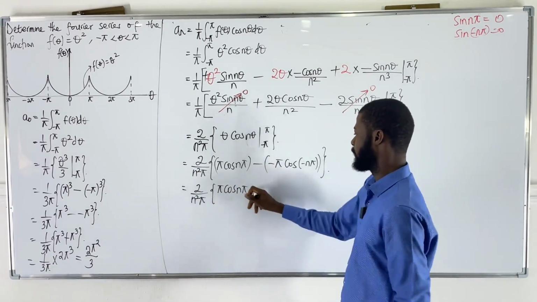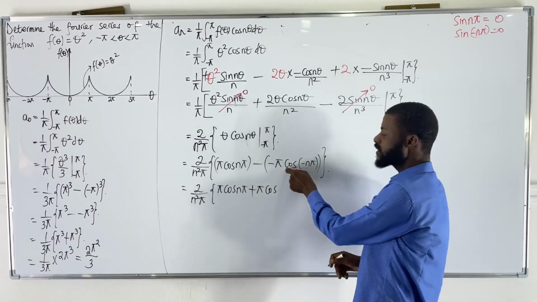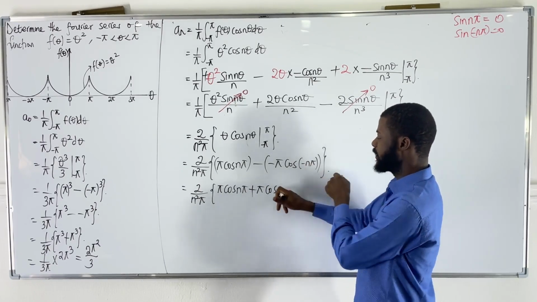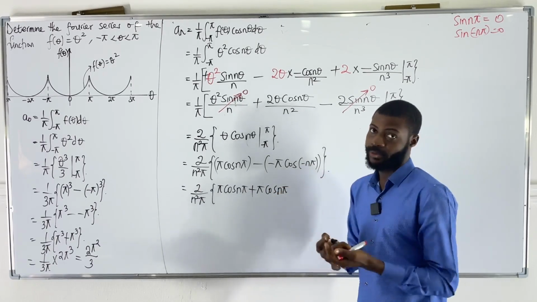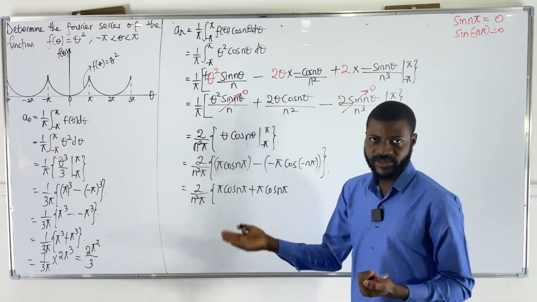Minus times minus will give me plus. Then we'll have pi cos. Now, cosine is an even function. So this minus n pi here is still the same as when it's n pi. Remember that for even functions, a negative input will give you the same as a positive input.